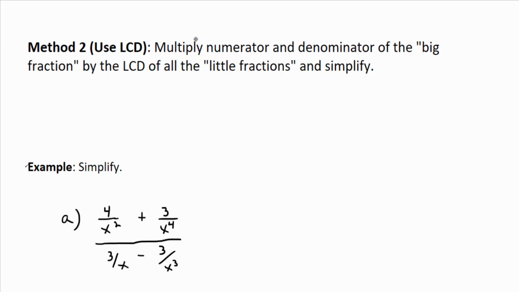Method 2, use the LCD, and when I say use the LCD of all the little fractions, what we're going to do is multiply the numerator and denominator of the big fraction by the LCD of all the little fractions, and then we'll simplify. Let me just show you what I mean.